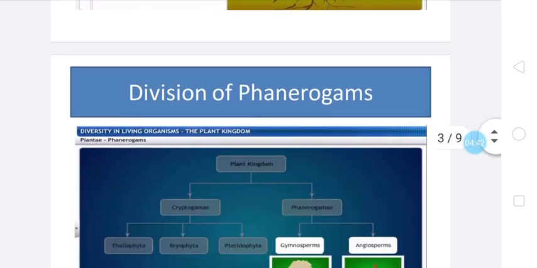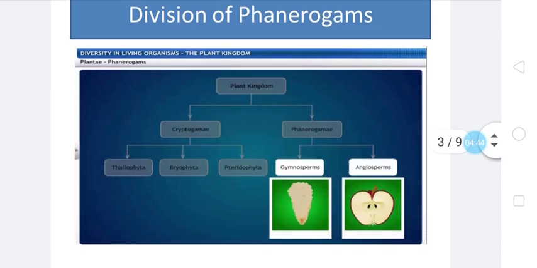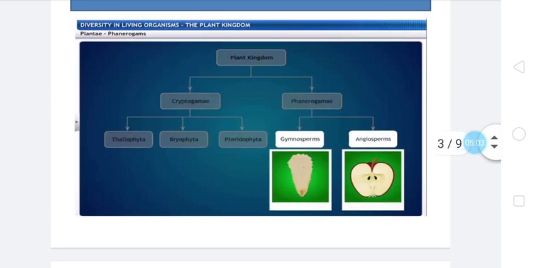So division phanerogams, here is the classification system, once again I will show you. The plant kingdom is classified into cryptogams and phanerogams. Cryptogams were classified into Thallophyta, Bryophyta and Pteridophyta. Now these phanerogams are divided into two groups, gymnosperms and angiosperms.